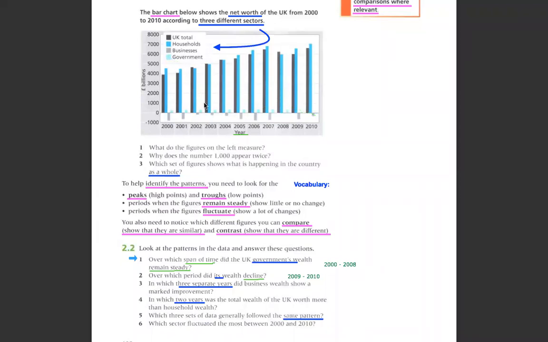All right, let's look at the next one. Now we're looking at business. So this is the gray. So which 3 separate years show a marked improvement in business? So when this is an increase. So have a look at business, which is the gray. Which 3 separate years show a marked improvement, which means an increase?